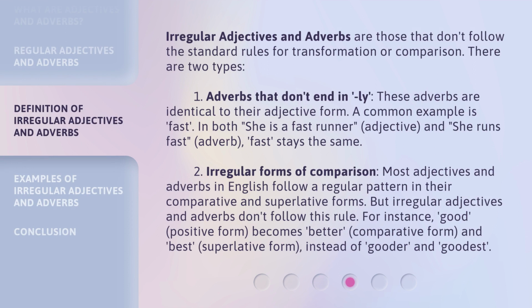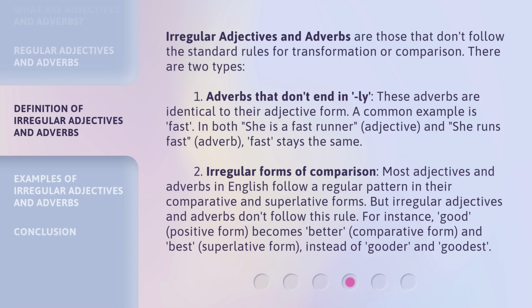Irregular adjectives and adverbs are those that don't follow the standard rules for transformation or comparison. There are two types. 1. Adverbs that don't end in "ly." These adverbs are identical to their adjective form. A common example is fast. In both, "She is a fast runner," adjective, and "she runs fast," adverb, fast stays the same.